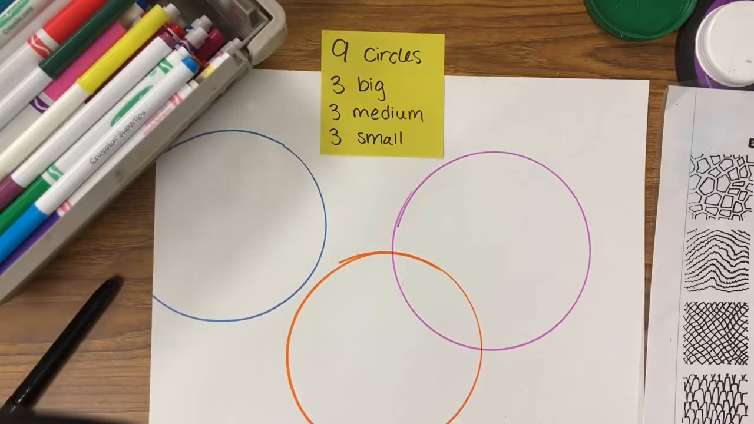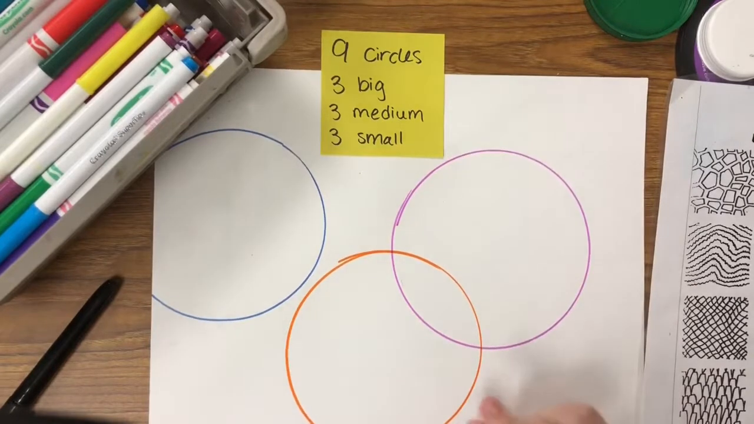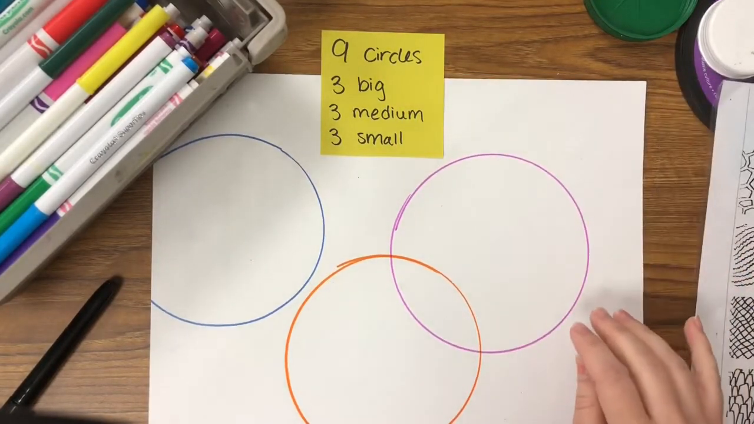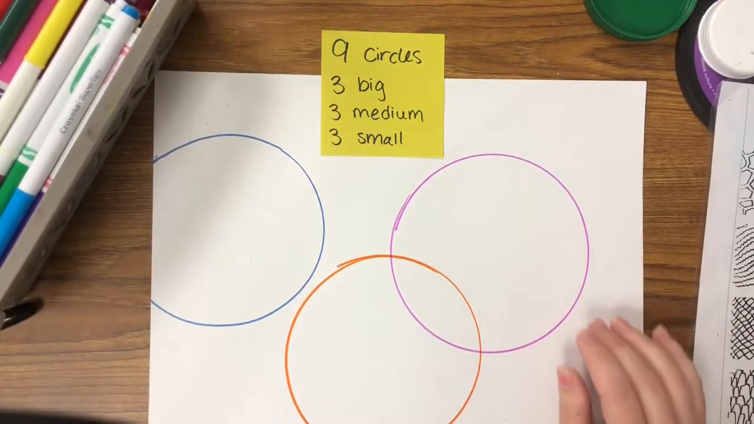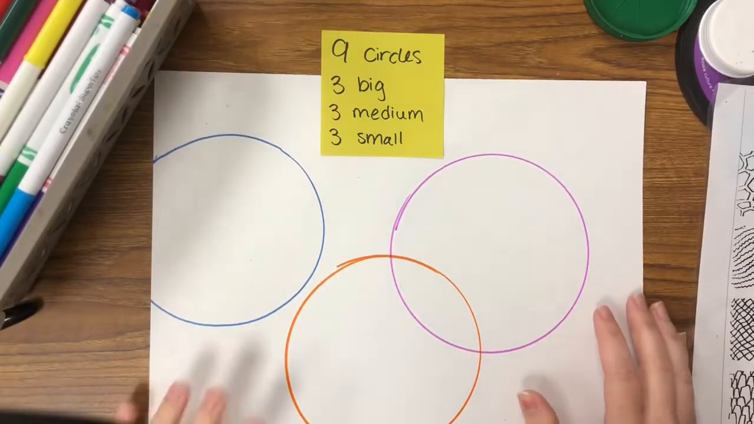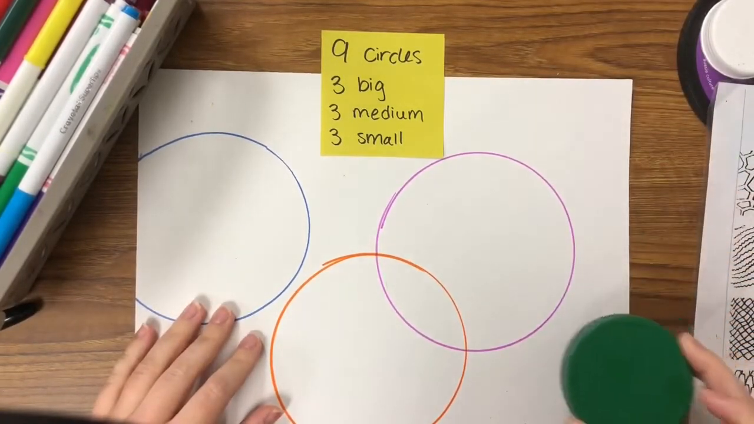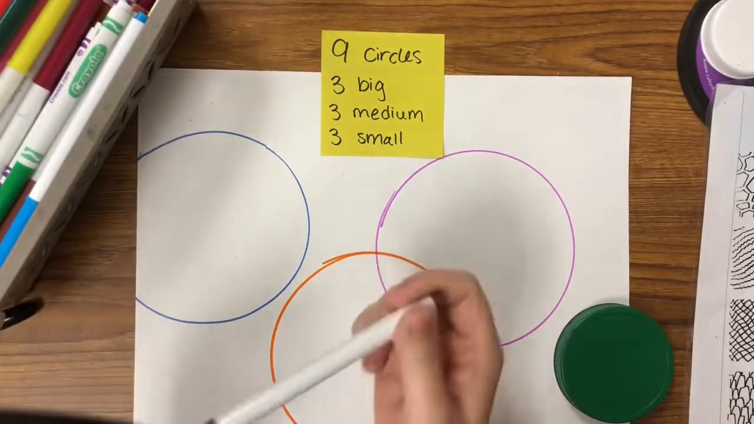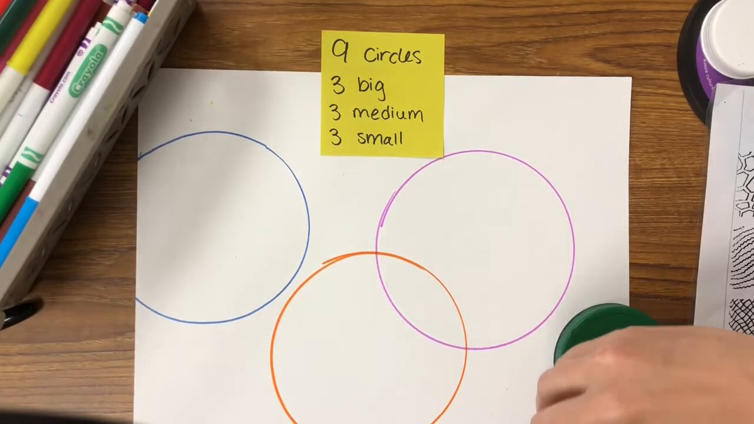Okay, so on my paper I'm going to use my circle tracers to make 9 circles. I'm going to do 3 big, 3 medium, and 3 small because we want a variety. Variety makes our artwork look more interesting. So I've already done my 3 big ones. I think I'll go ahead and do my medium one. Now my circles can go off the edge of my page. Also, I think I forgot to tell you that you're going to use markers for this. If you don't have markers, crayons or colored pencils work too.